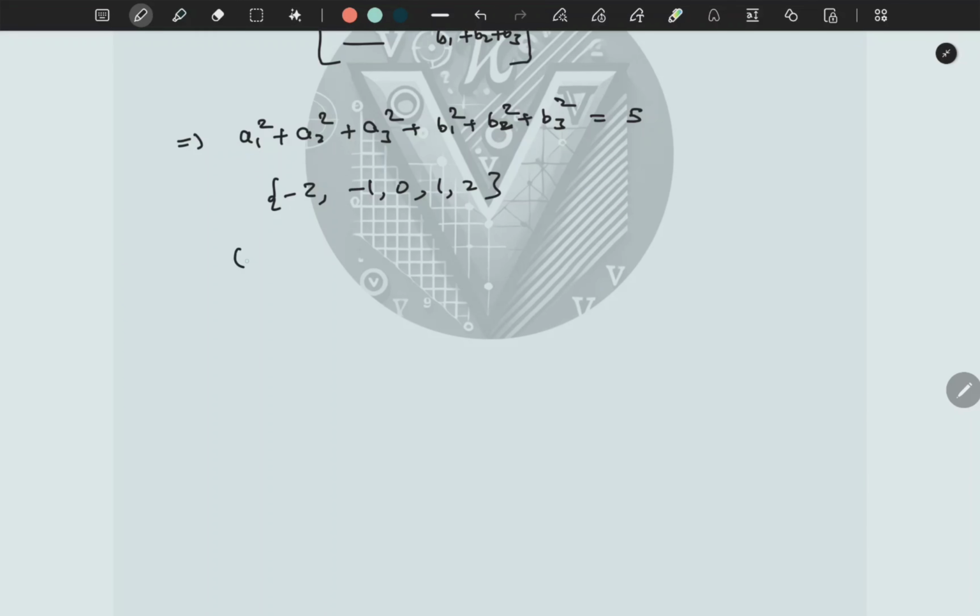So we can say, one thing is minus 2 square plus 1 square plus 0 square plus 0 square plus 0 square plus 0 square is 5. So like that we can have multiple options, right? So let me write down the cases. Case 1 could be 4 plus 1, right? That means plus or minus 2 whole square plus or minus 1 whole square plus 0 square plus 0 square plus 0 square plus 0 square is 5.